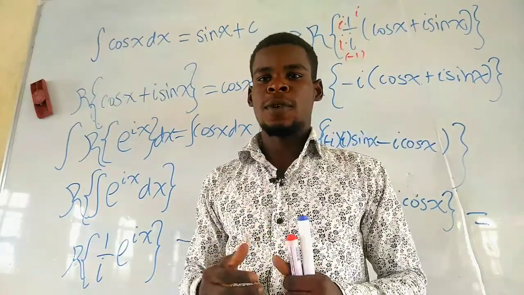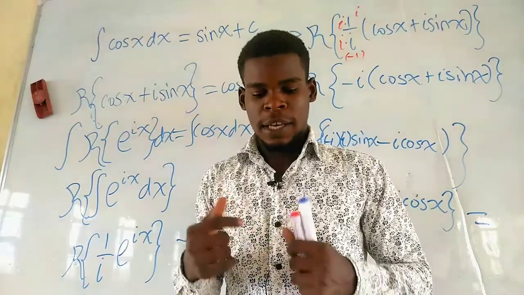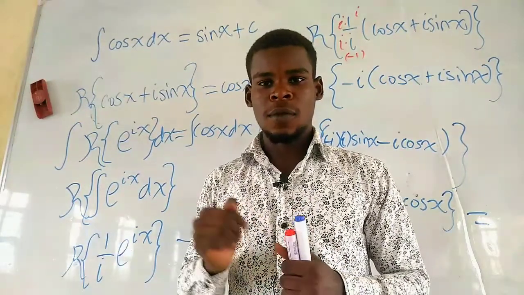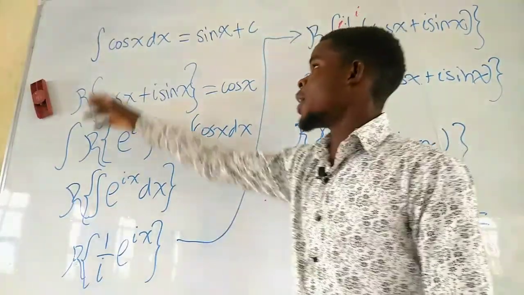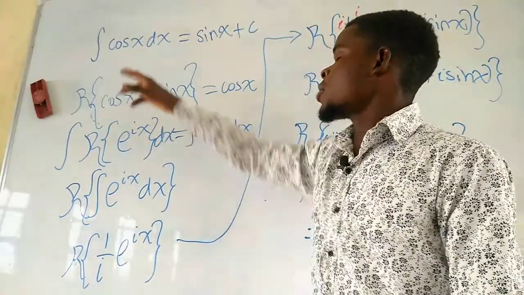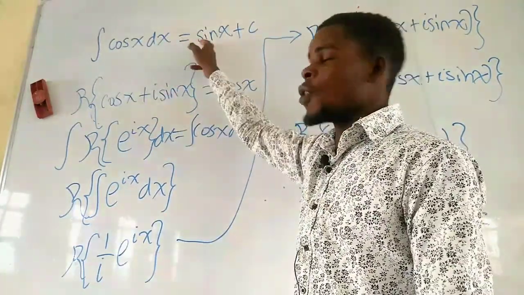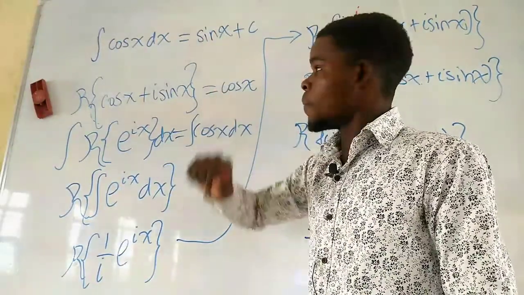Now in this video, I'm going to prove to you that the integral of cosine of x is equal to sine x without recalling differentiation. Here we just talk about the integral of cosine x over the x variable, and we know it to be sine x plus c, alright?